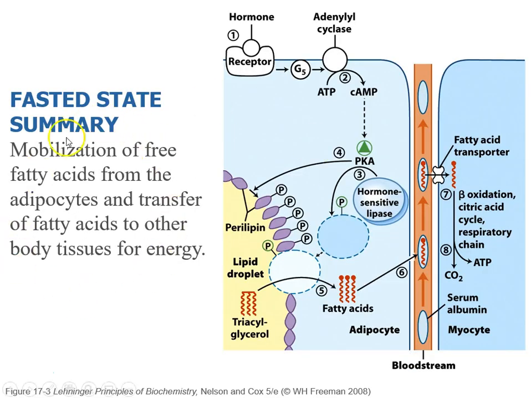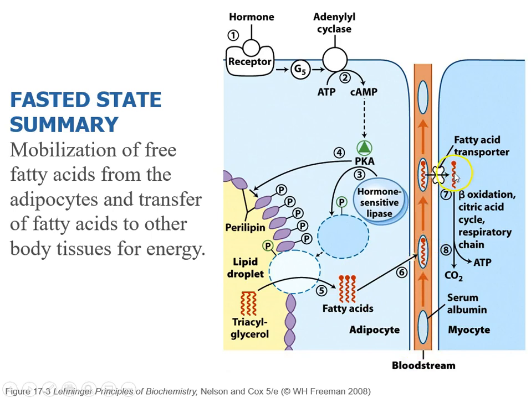So the fasted state summary is here. This is from another book, but it shows this pretty nicely. Here is the hormone epinephrine binding to its receptor, activating the G protein, activating adenylyl cyclase, converting ATP to cyclic AMP, which activates protein kinase A. Protein kinase A phosphorylates hormone-sensitive lipase, and then that converts the triacylglycerols to these free 3 fatty acids. They leave, but they have to be bound to albumin.